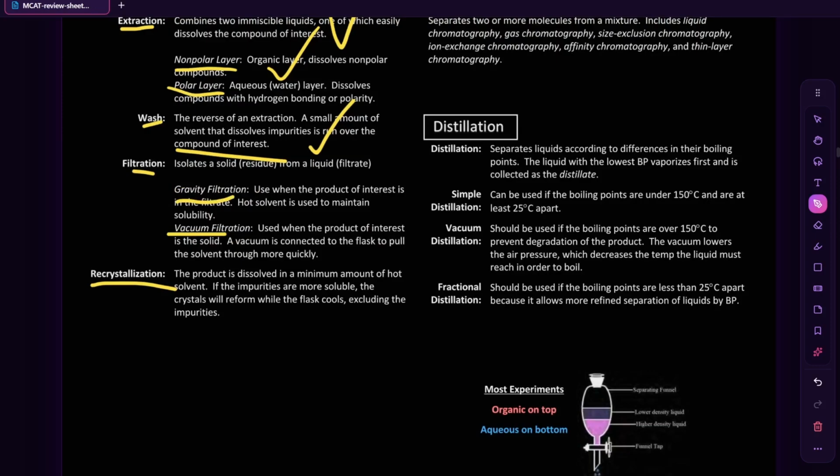In filtration, you're basically isolating a solid from a liquid. The solid is known as the residue, and the liquid is known as the filtrate.